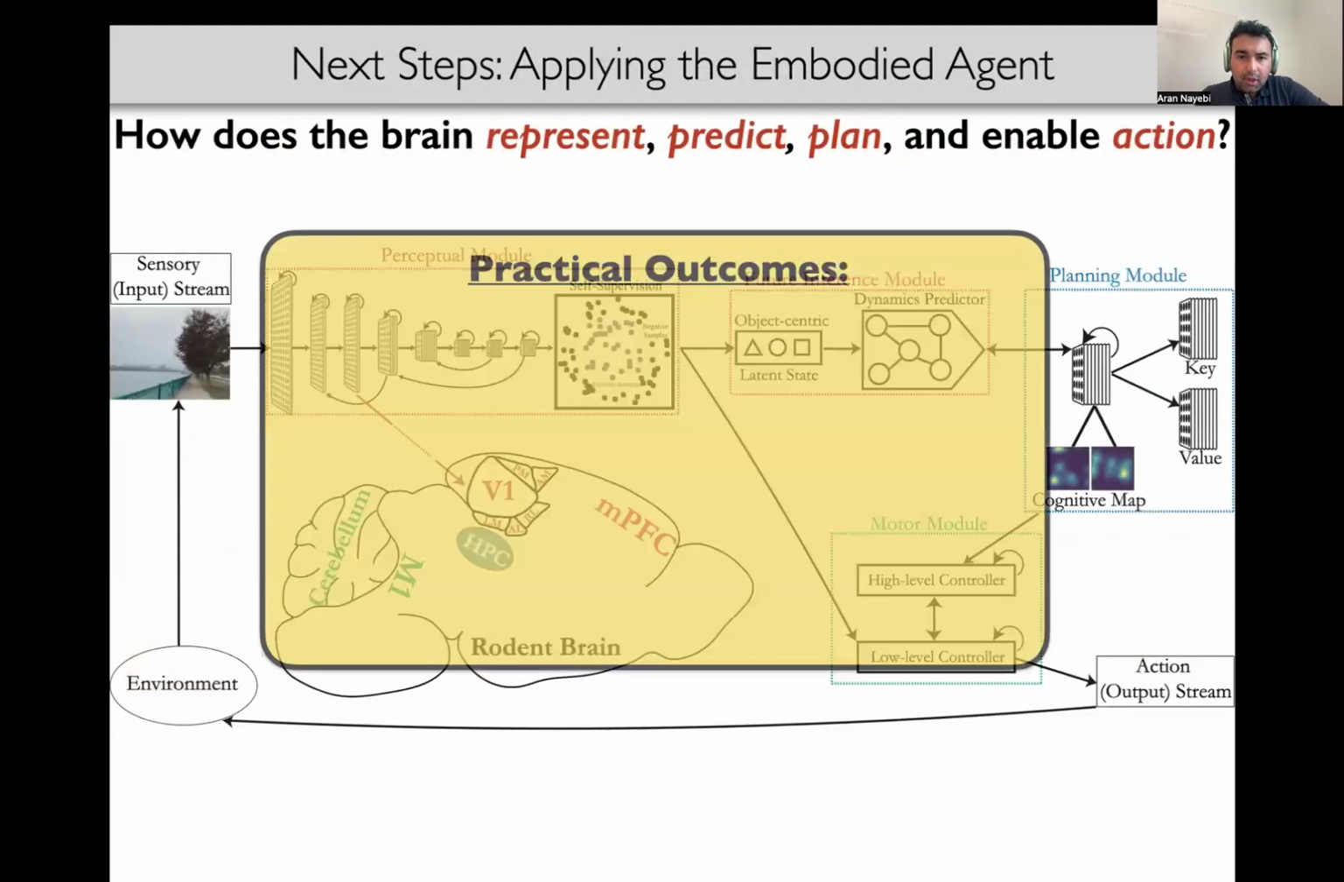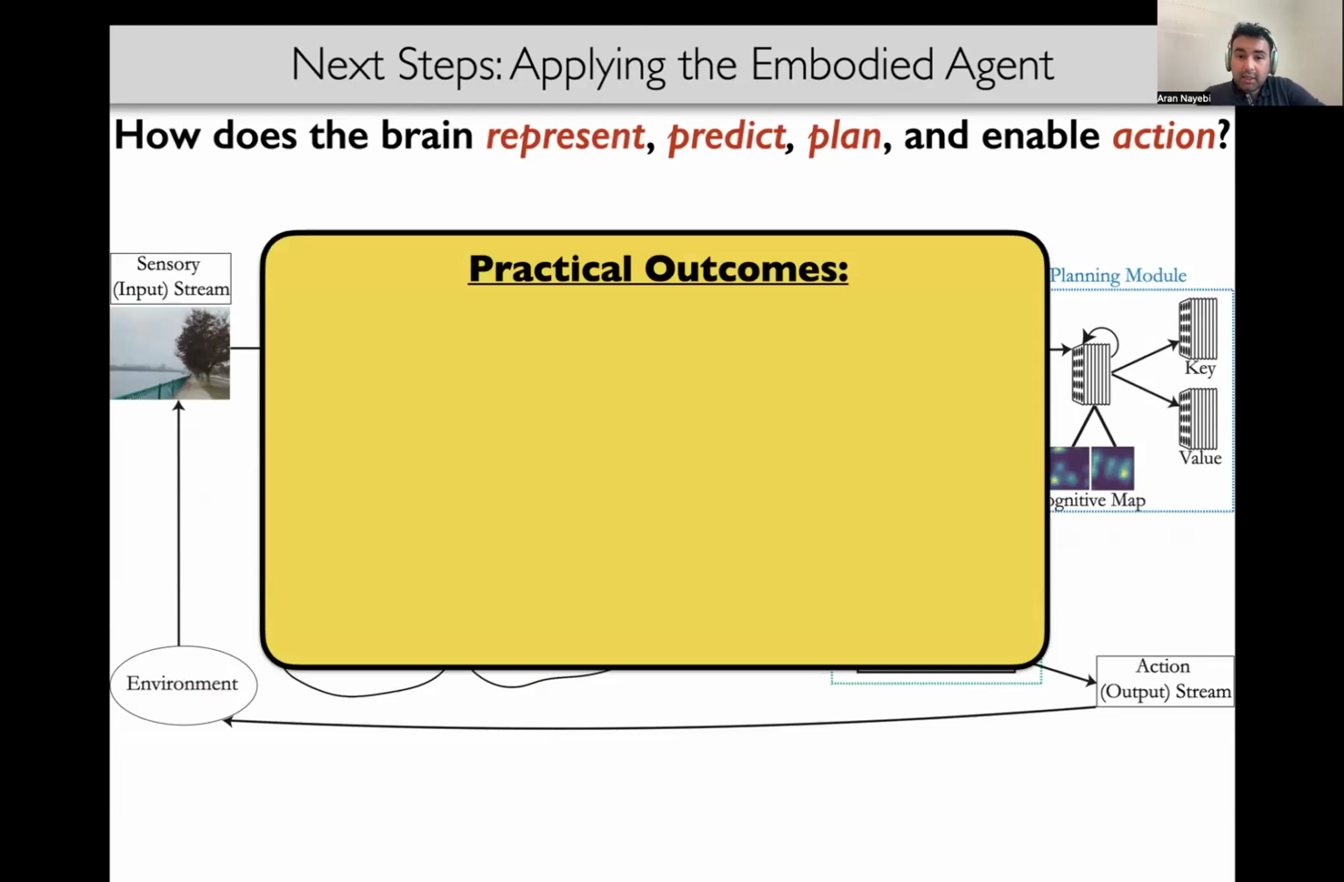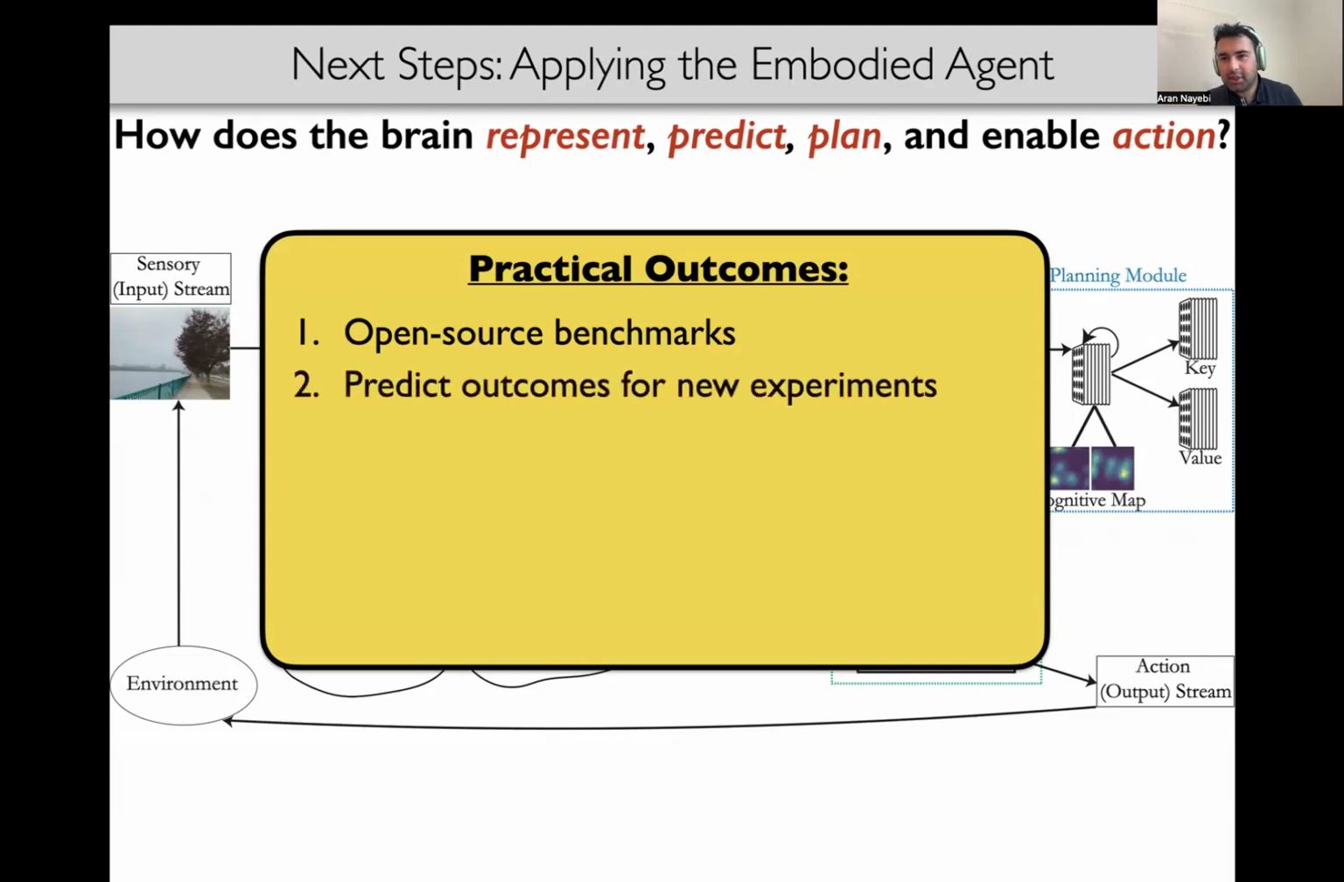Well, it yields naturally a few practical outcomes. The first is, given that more and more open source data is coming online from whole brains, especially rodents, this would naturally form a set of benchmarks that we could release to the community. And crucially, having these in silico embodied agents allows you to predict outcomes for new experiments. Because this is in silico, you can run millions of alterations and perturbations on these models to more cheaply run new hypotheses than you could in the biological brain.